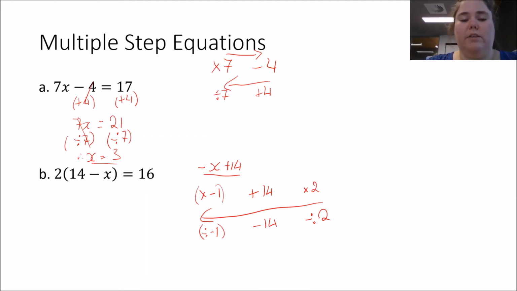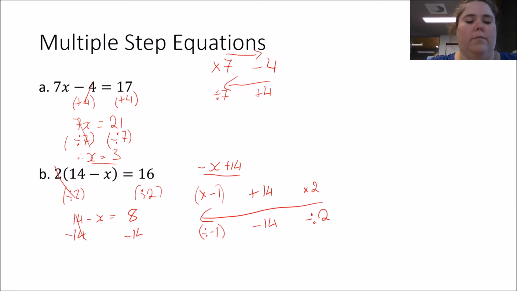So there's a couple of ways to do this. This is just one of the methods. If you expand the brackets out first, go for it. So first we're going to divide by 2. Gets rid of him. So we get to 14 minus x equals 8. Then we're going to minus 14.